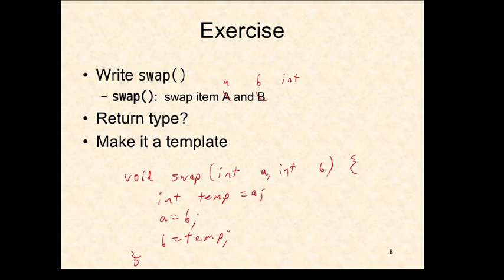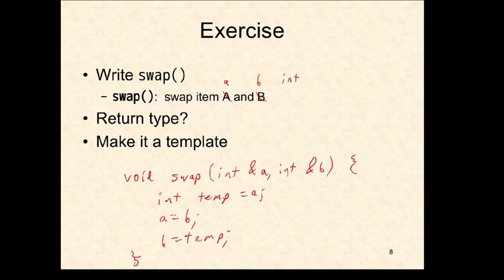Because we pass the parameters by value. So we need to change these. I left a little space here. We need to change these to reference to A, reference to B. Yep. And now it works. So we create a temporary variable, set it equal to A, set A equal to B, set B equal to temp. So that works fine.